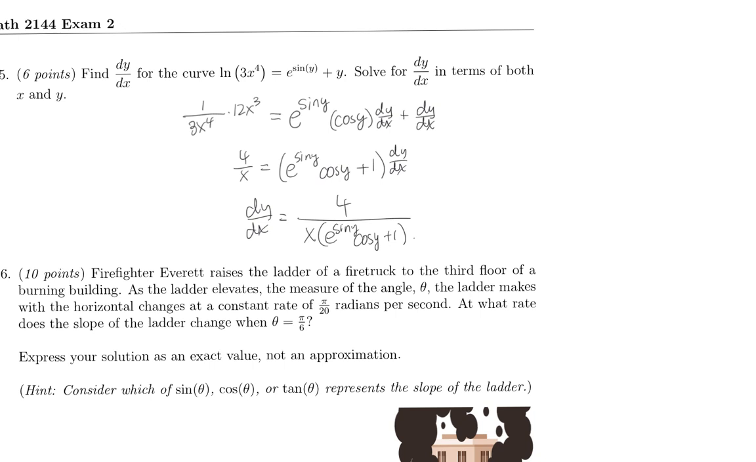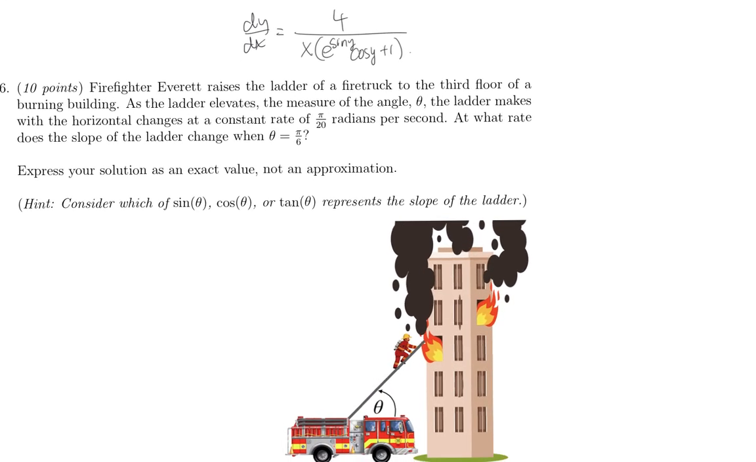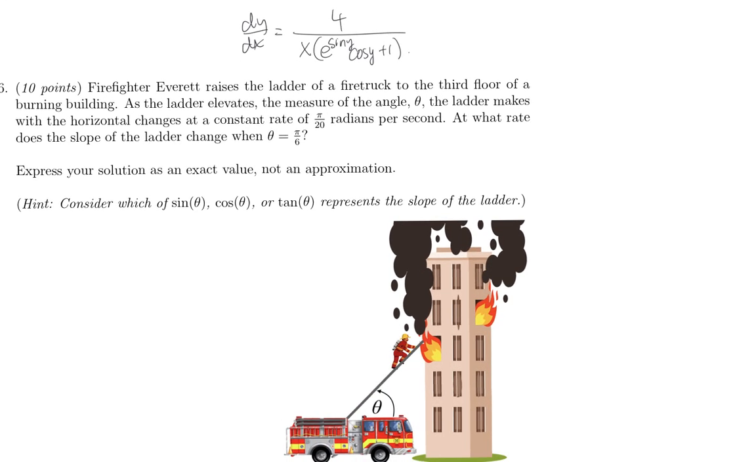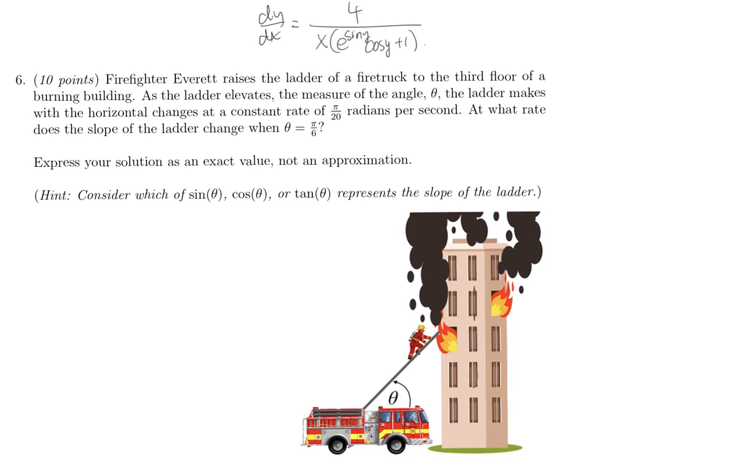Okay, the next one. A firefighter, Everett, raises the ladder of a fire truck to the 3rd floor of a burning building. As the ladder elevates, the measure of angle theta that the ladder makes with the horizontal changes at a rate of pi over 20 radians per second. At what rate does the slope of the ladder change when theta equals pi over 6?